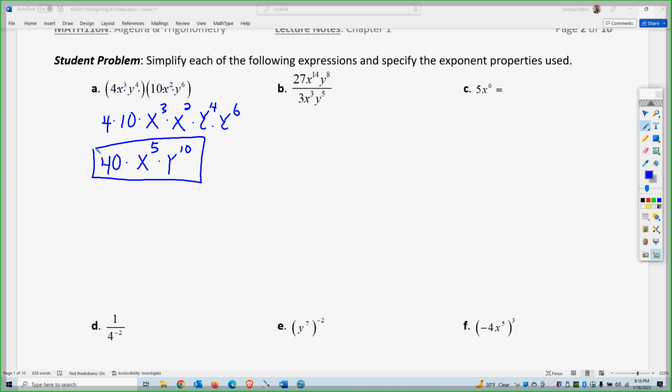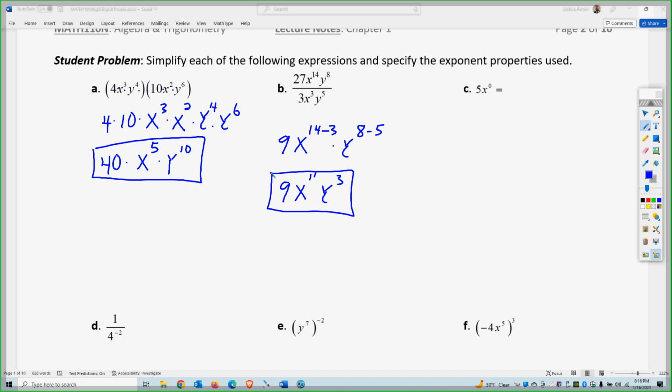Okay, next one is a quotient rule, which means you subtract the exponents. So 27 divided by 3, excuse me, is 9. And then x to the 14 minus 3. And then y to the 8 minus 5 using the quotient rule. So this is 9x to the 11th and y to the 3rd.